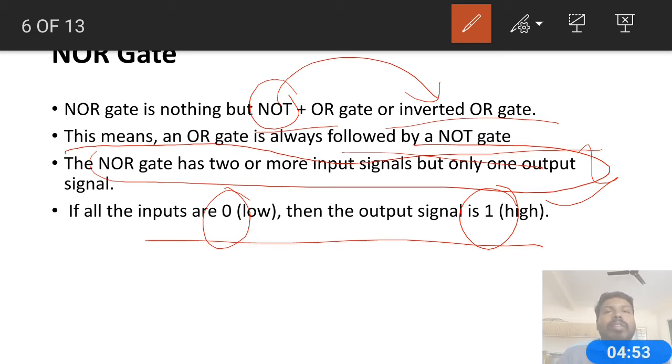Dear students, what is a NOR gate? A NOR gate is nothing but NOT plus OR, or we can say an inverted OR gate. This means an OR gate is always followed by a NOT gate.